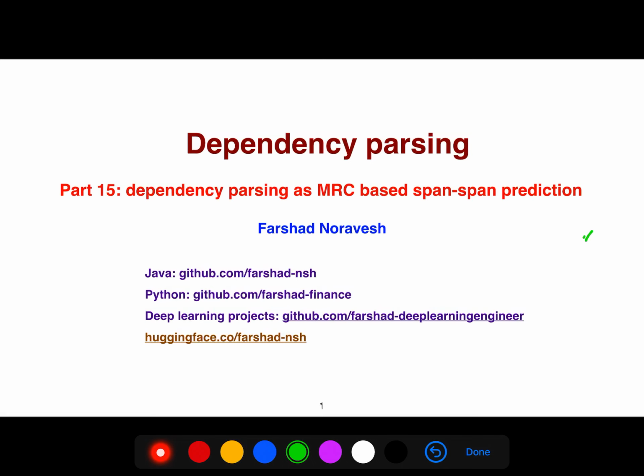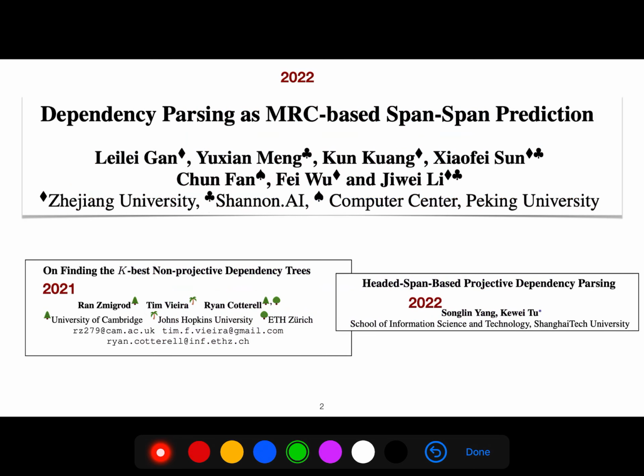I'm going to talk about dependency parsing as MRC-based span prediction. This article is from 2022 by Peking University, the second university in China. And there are other interesting articles like this one, headed span-based projective dependency parsing, that are important. And of course, this is a negative sample. This is not similar to the other articles, but it's a very great article, K-best non-projective dependency trees.